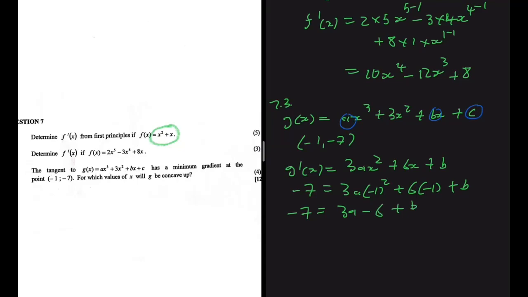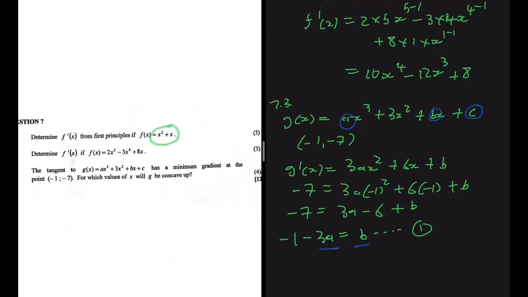So we can go ahead here and make b the subject of the formula, so that we don't have to divide, because if you make a the subject of the formula, you're going to have to divide both sides by 3, and we don't want to do that. So if we do that, we're going to get -7 plus 6, that will be -1, and then we take 3a to the other side, we get -1 minus 3a being equal to b. So this is our equation 1.